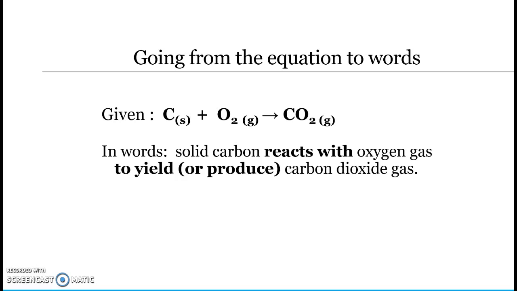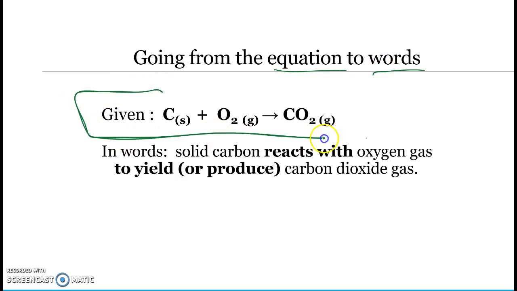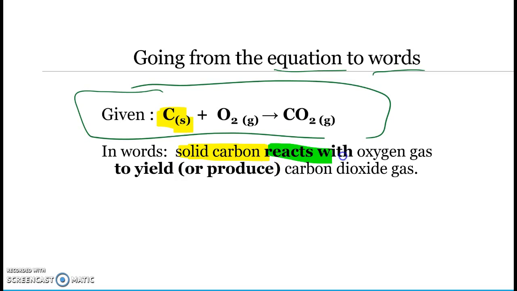Next, let's look at an example where we're going from the equation to words. So here's what you're given, and we're going to translate that to words. So we have solid carbon. That's the C with the lowercase s. It reacts with, so you can either say the plus is reacts with, or you could just simply write plus oxygen gas. So oxygen gas is next. We have O2, that's diatomic, and then we have a lowercase g.